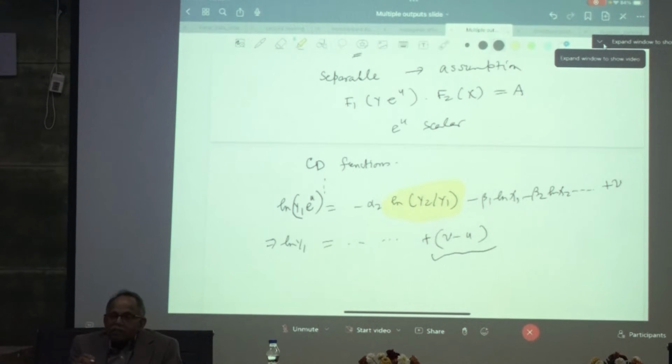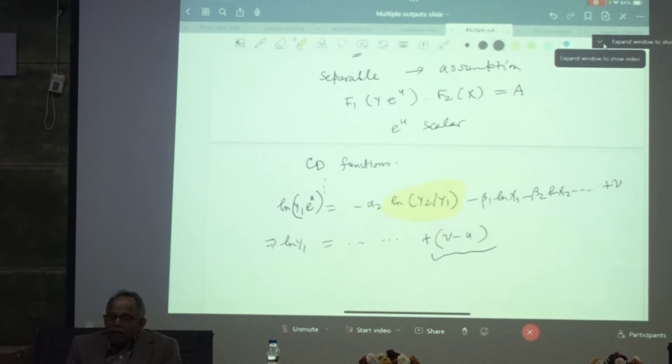If it was a single output, you would have simply the x's on the right hand side, and since it is multiple output, you have to use the ratios of output. If you have 3 outputs, then you add another term that would be log of y3 over y1, and so on. So the number of outputs does not change anything so far as estimation goes.